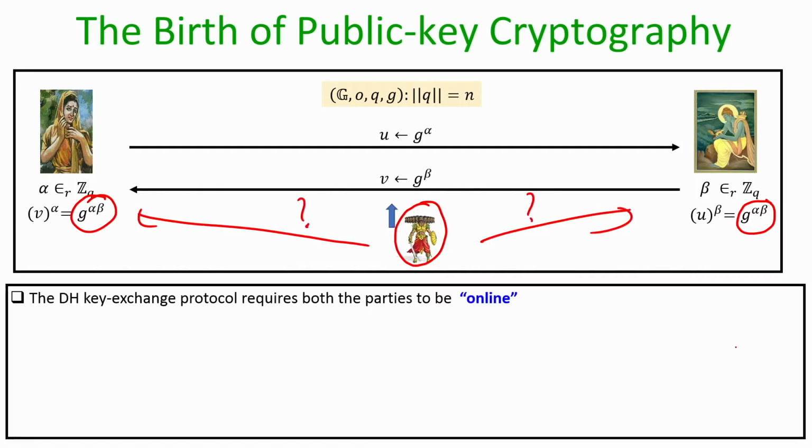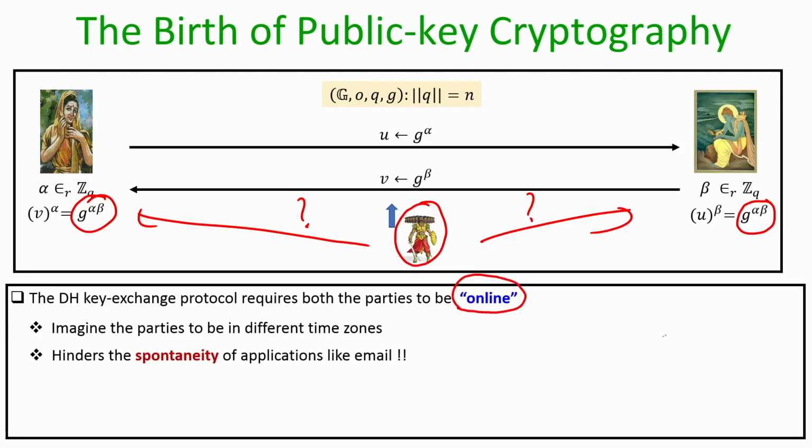Okay. So, even though this is a very breakthrough result, because before the invention of the Diffie-Hellman key exchange protocol, people simply thought that it is not at all possible to solve the key agreement problem, but now Diffie and Hellman showed that indeed it is possible to agree upon a key by talking publicly. But the downside of the Diffie-Hellman key exchange protocol is that it requires both the parties to be online. So, imagine the two parties in different time zones, then it hinders the spontaneity of applications like email.